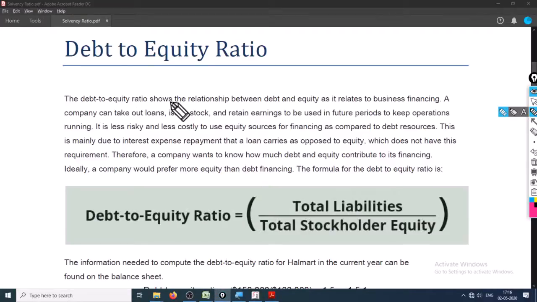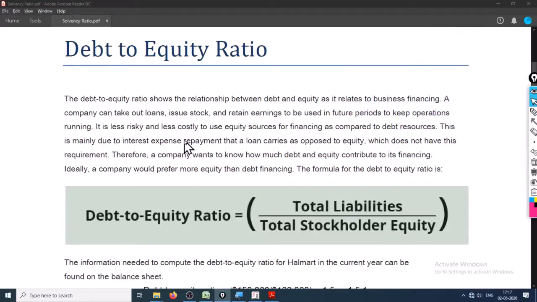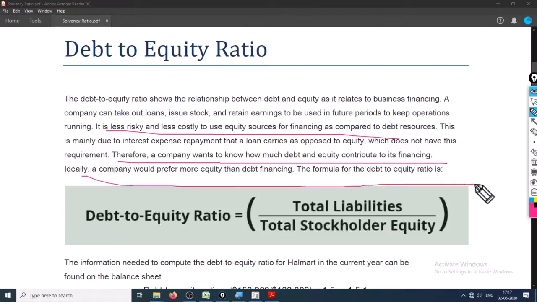Now this ratio shows the relationship between debt and equity, that is debt divided by equity. So now you know the formula for sure just with the name. But why do we have to calculate debt to equity ratio? Because it is less risky and less costly to use equity sources. Therefore a company wants to know how much debt and equity contributes in its financing.